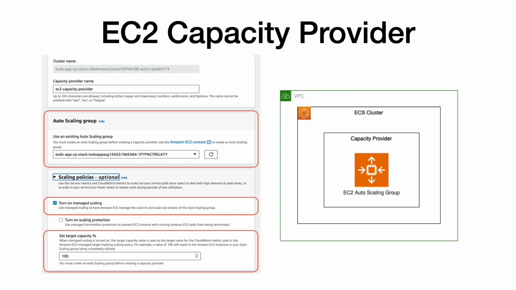ECS provides the option to manage these terminations. You can set the Manage Termination Protection flag. If this flag is on, ECS only terminates EC2 instances that don't have any running ECS tasks.